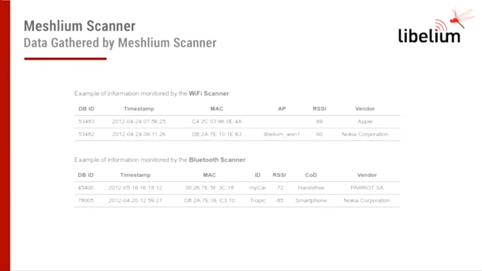I would like to show you how the data is extracted by the device. We see here two examples of the data scanned by Libelium. The first one will be the Wi-Fi scanner, and the one on the bottom will be the other type. And well, this is the information that we get from the Libelium scanner.